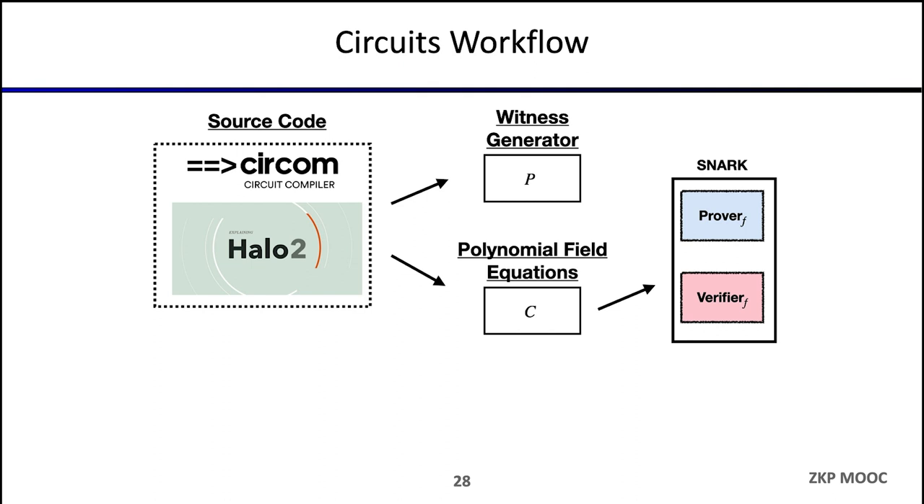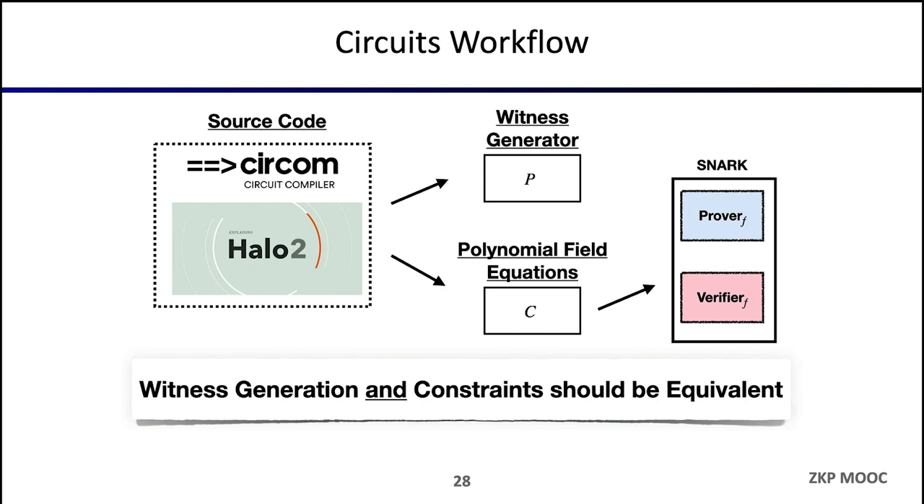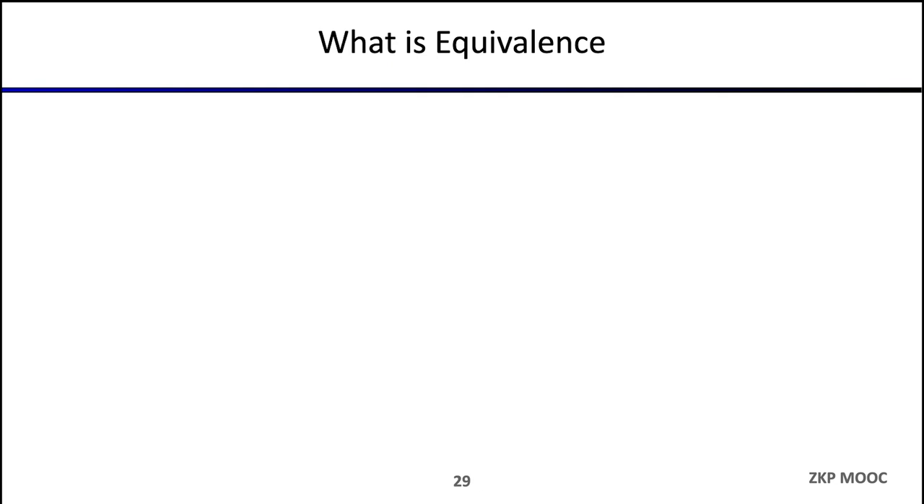And in order to write a correct ZK program, the witness generation as well as the constraints should be equivalent. And what do we mean for those witness generation as well as constraints to be equivalent? So let me define that formally.